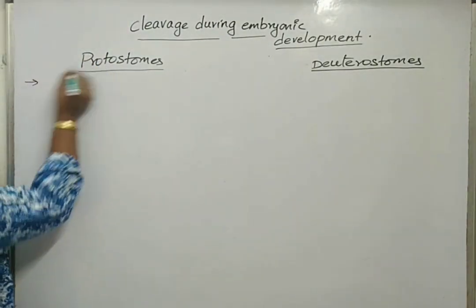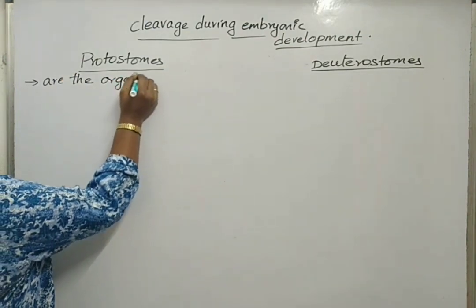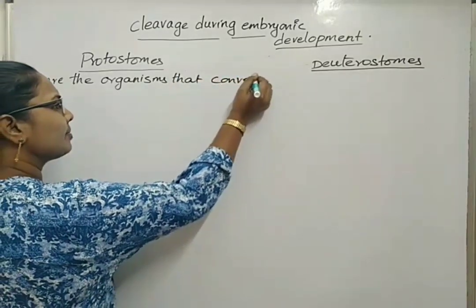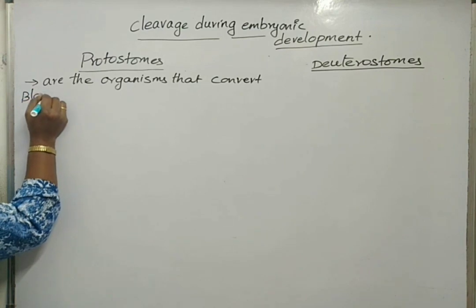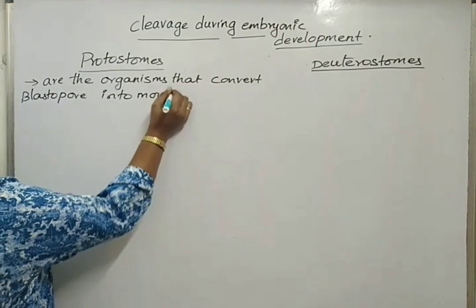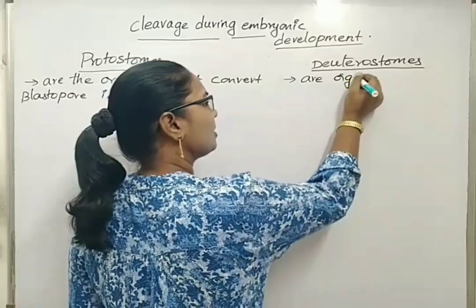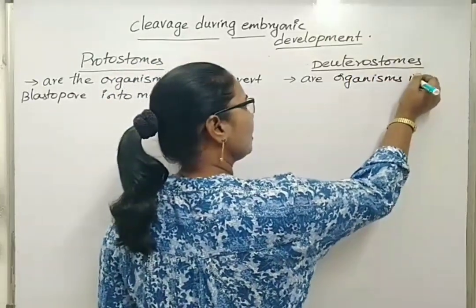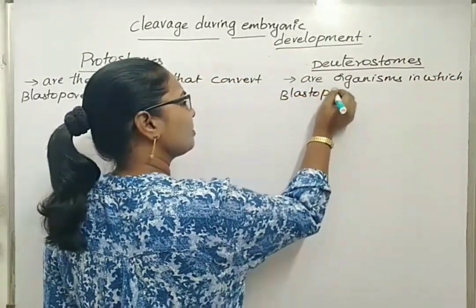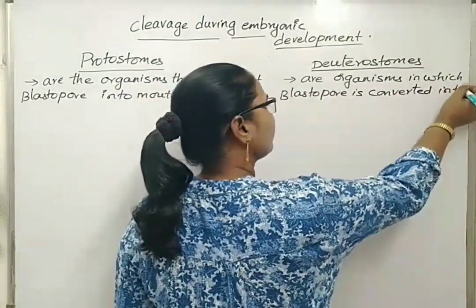So we will see first point, protostomes are the organisms that convert blastopore into mouth. In the same way, in case of deuterostomes, deuterostomes are organisms in which blastopore is converted into anus.